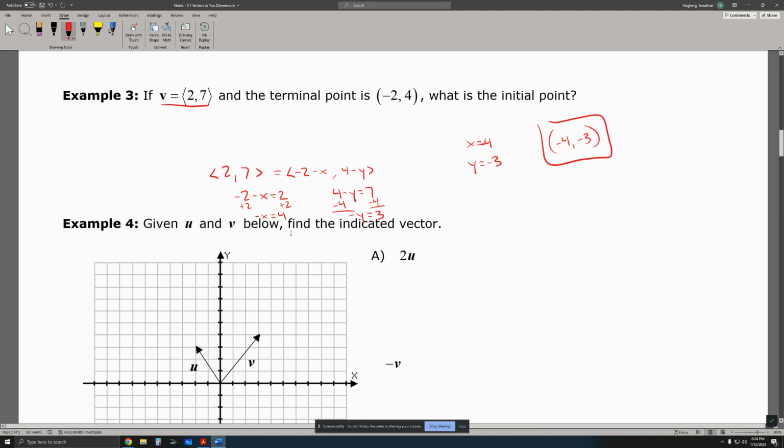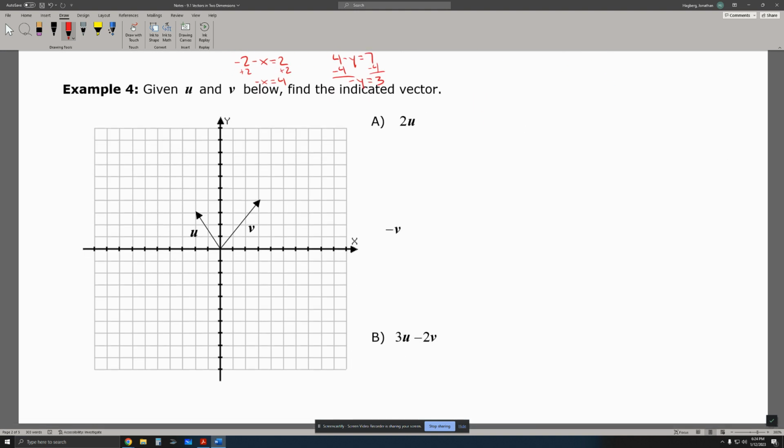Example 4: given vector u and vector v below, find the indicated vector. We'll start with part A, where we have 2u. I know that u starts at the origin and ends at (-2, 3). So u can be defined as the vector ⟨-2, 3⟩. If I want to multiply this by the scalar 2, I can put the 2 out in front and distribute it into each of the components, x and y. So if I distribute that 2, we have the resultant vector ⟨-4, 6⟩.